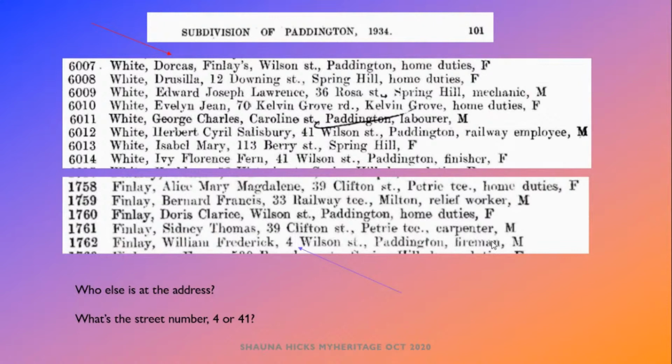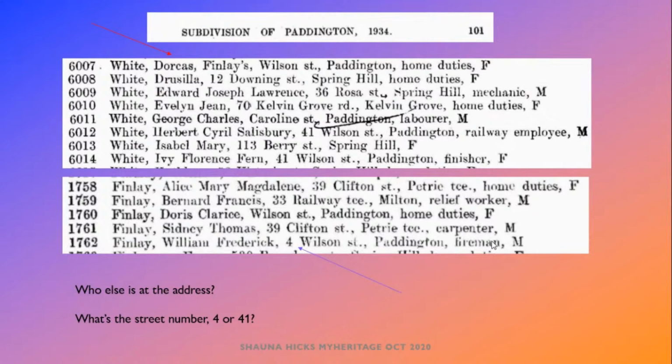But also look at the numbers. Some of these electoral rolls only have the street. And Herbert and Ivy both said the number was 41 Wilson Street. And William Finlay said it was 4. So did William make a mistake? And was Herbert and Ivy more correct? The other thing about street numbers is that over time, numbering of streets can change. So you can't say exactly that it hasn't changed.